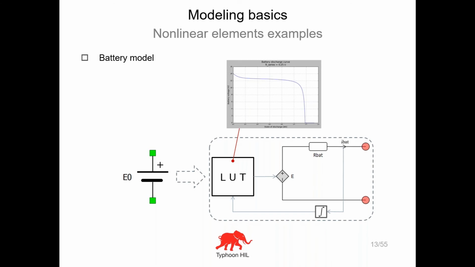This discharge curve is stored in the lookup table, and in the circuit the battery is represented by a controlled voltage source. The current of the controlled source is measured and integrated to obtain the battery charge, which is used to read the corresponding voltage value from the lookup table, and that voltage value is fed to the voltage source.